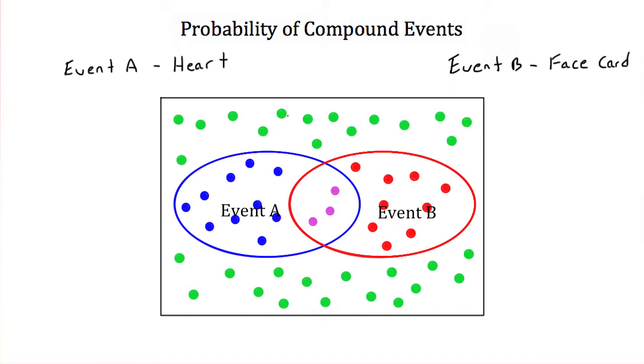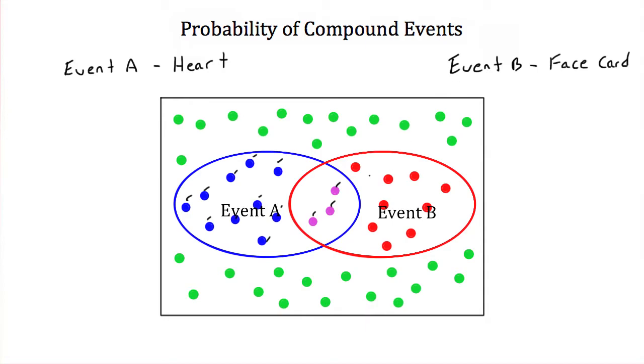If you counted up every dot in this Venn diagram, the green ones, the blue ones, the red ones, and these purple ones, you would find out that there are 52 dots in this Venn diagram. Each one represents one card in a deck of 52 cards. All the blue and purple dots inside this blue ellipse represent event A. If you were to count them up, you would find out that there are 13 cards that satisfy event A. Well, event A is pulling a heart from a deck of cards, and there are 13 hearts in a deck of cards.